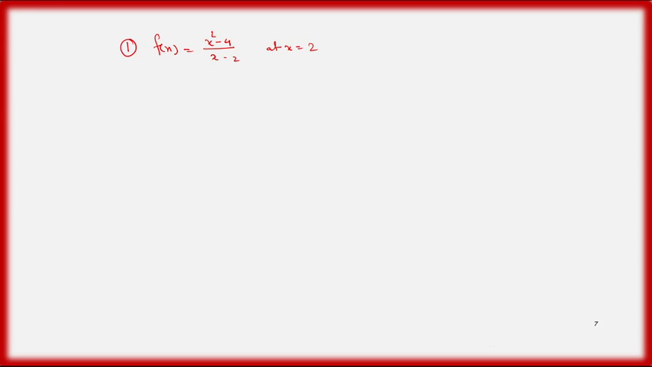Discontinuous. Why? Why is it a discontinuous function? f(x) = (x² − 4)/(x − 2) for x ≠ 2, and 3 at x = 2.